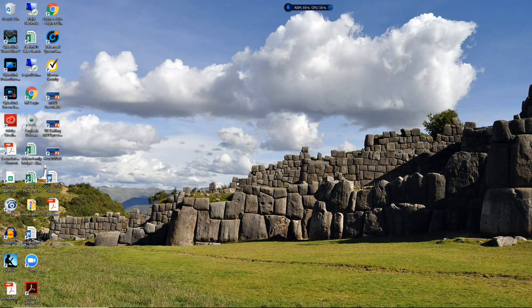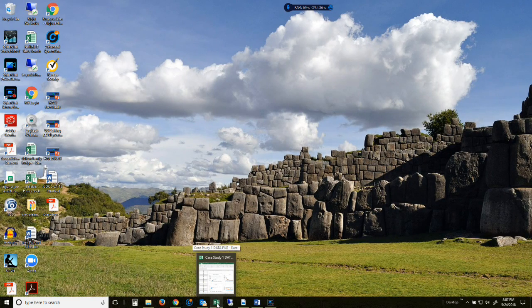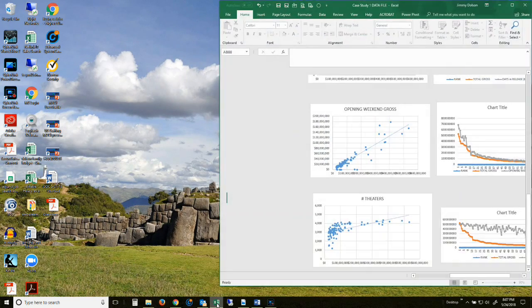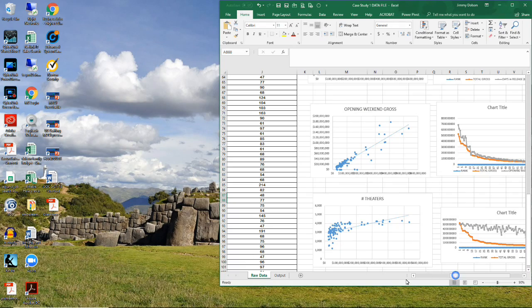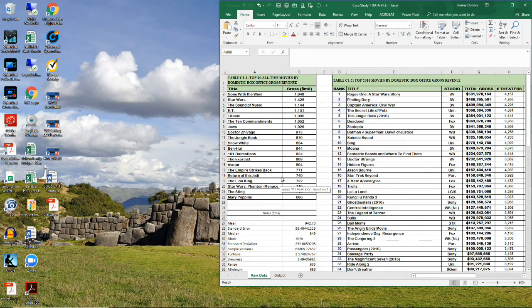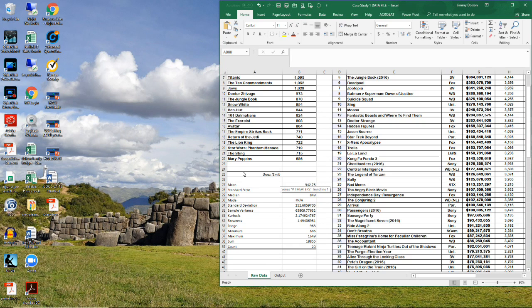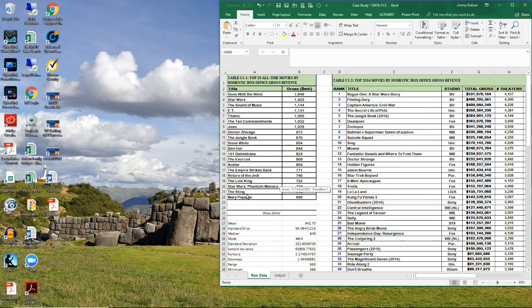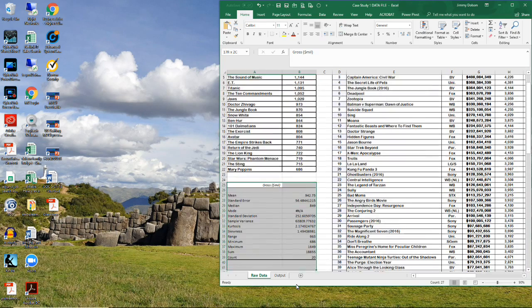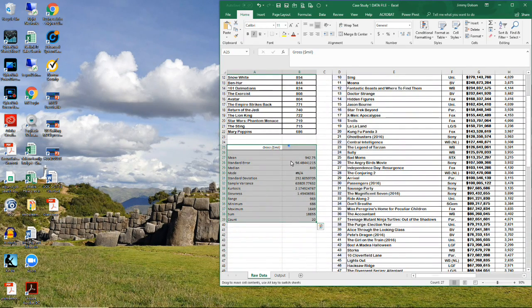And let me see here. All right, there's my pretty screen background. Let me go to this. All right, this is just my little data set that I was working with. This is my little worksheet. Let me move this out of the way.